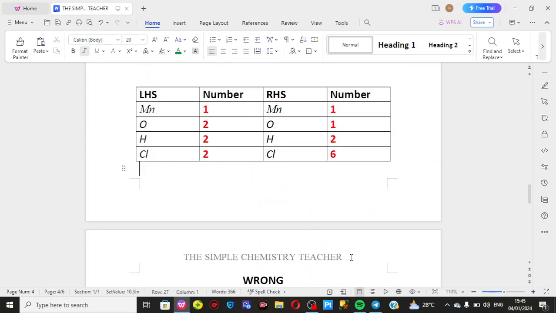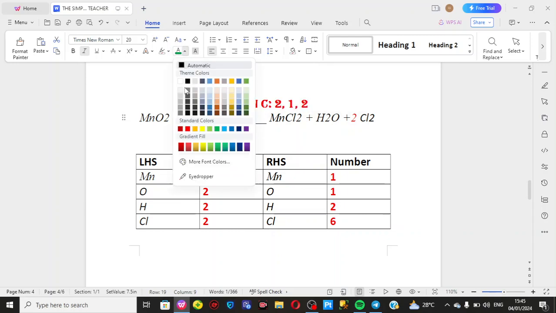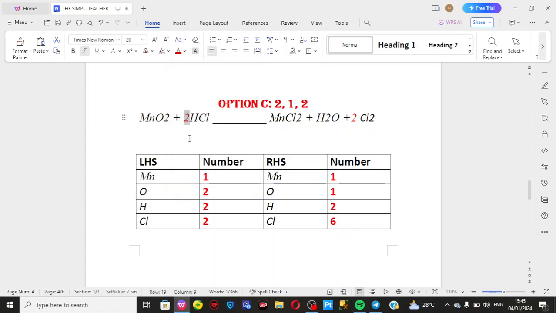Option C, let's look at option C. Option C is 2, 1, 2. It means that we will have 2 molecules of HCl, we have 1 molecule of water, and 2 molecules of chlorine. Now let's look at it from the left hand side to the right hand side.